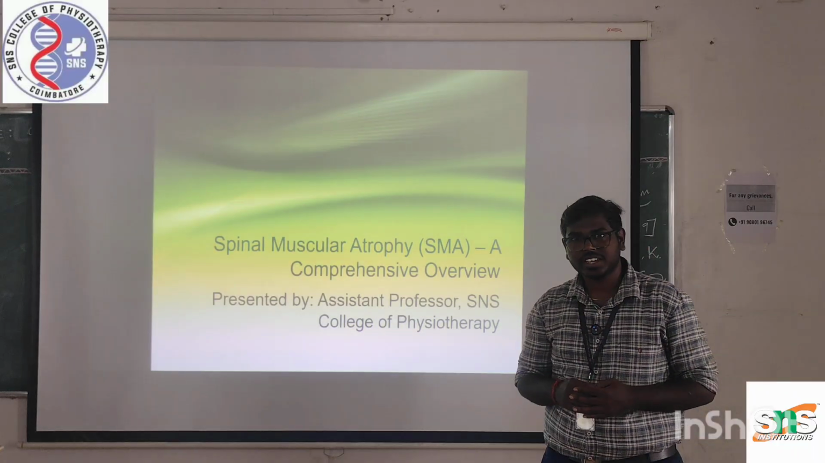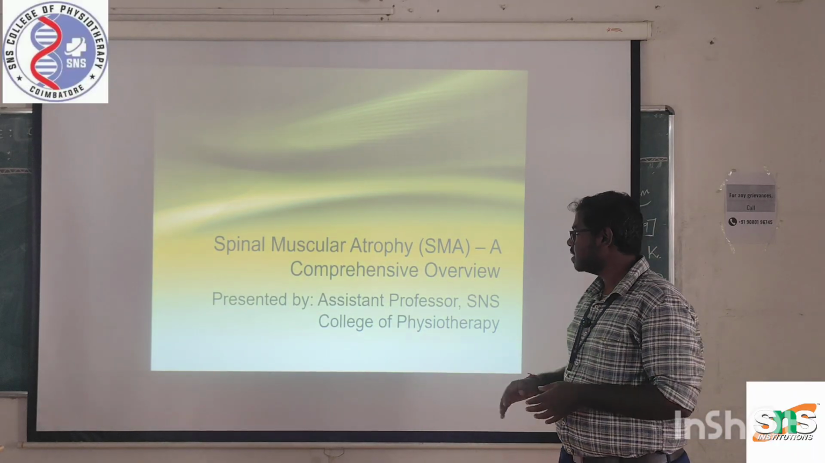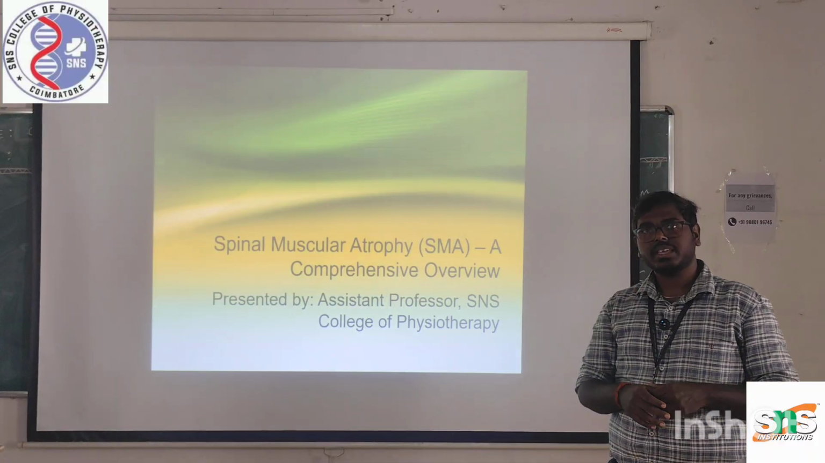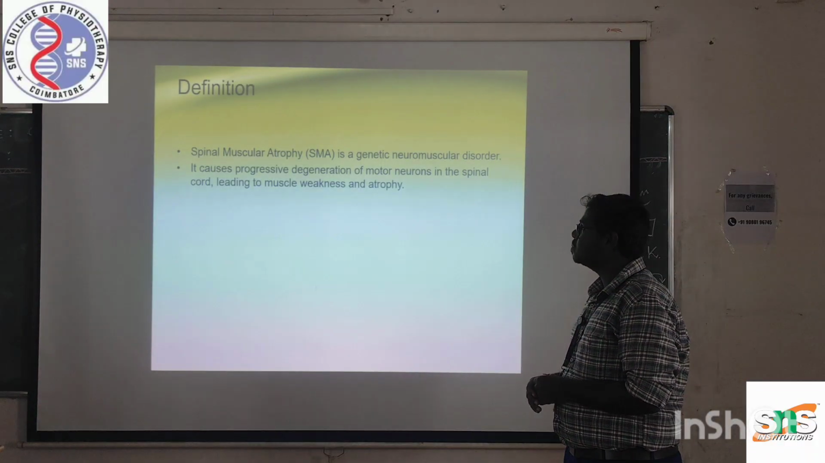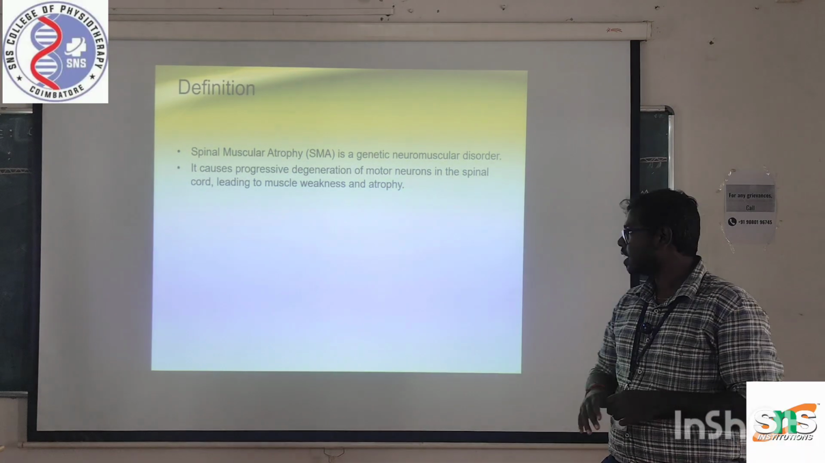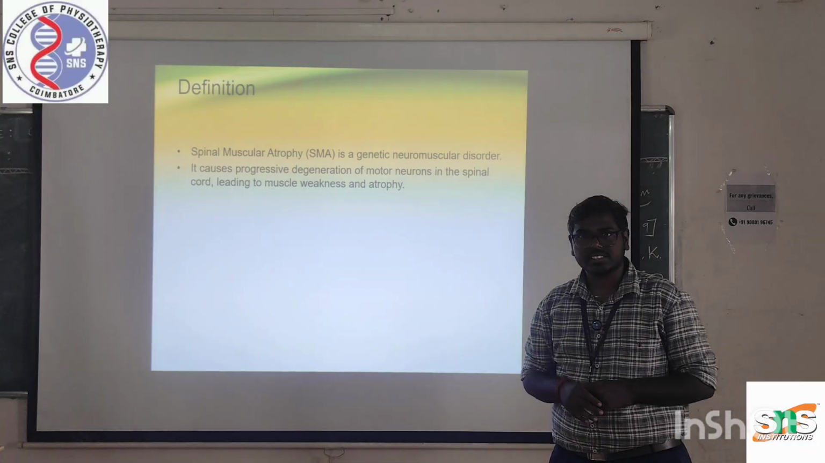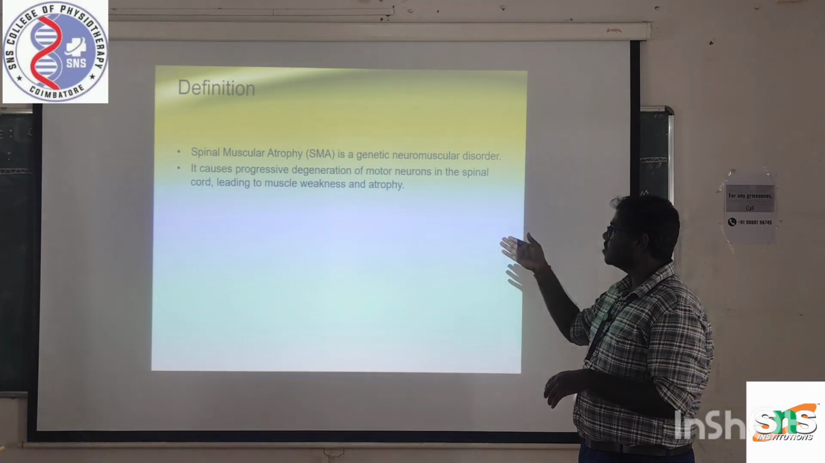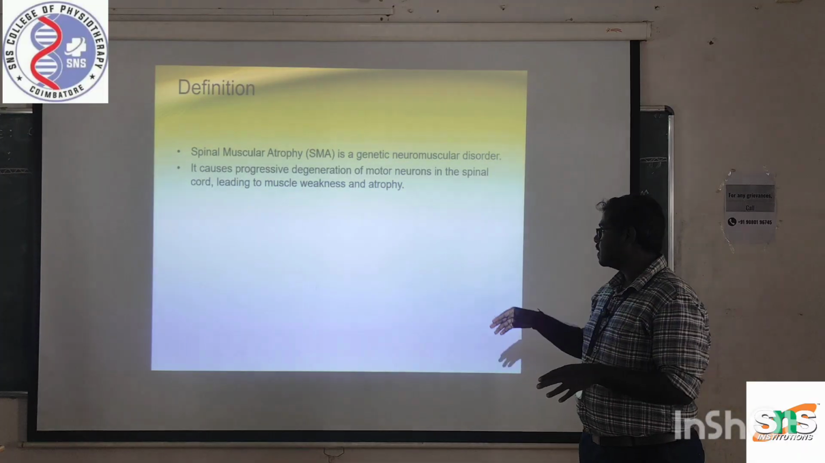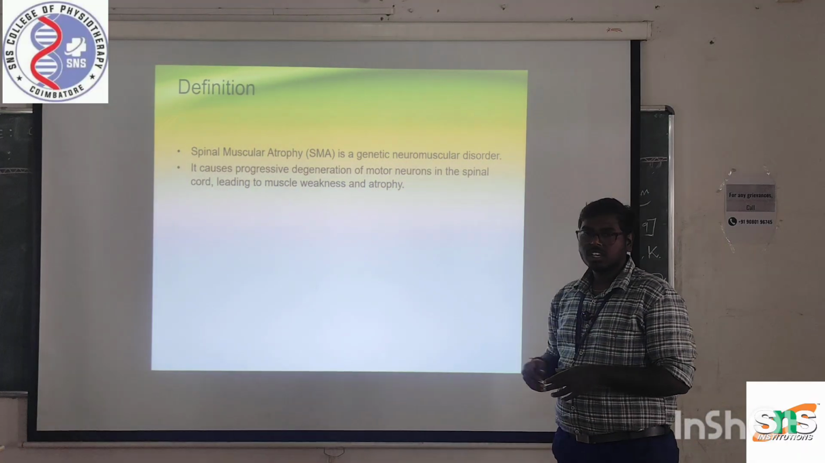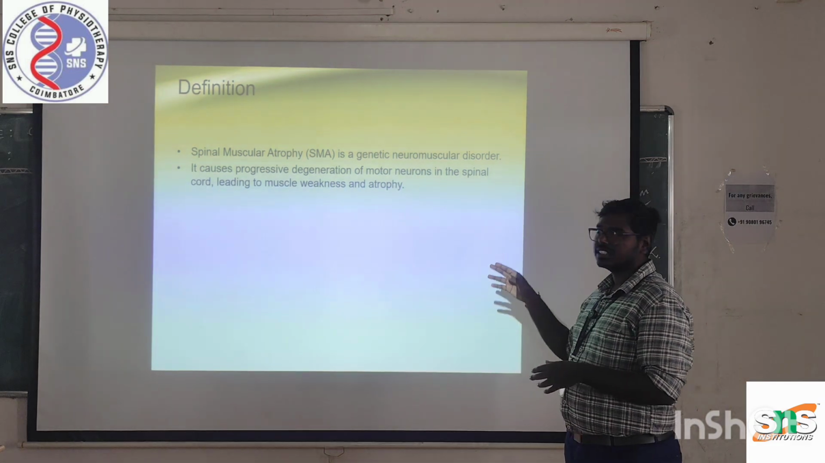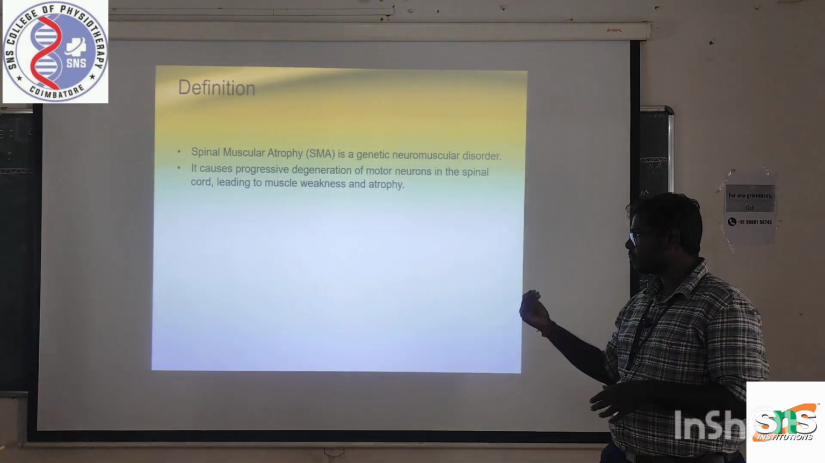In this video we are going to see the topic of spinal muscular atrophy, which is also known as SMA. So what is spinal muscular atrophy? It is a genetic neuromuscular disorder. It causes progressive degeneration of the motor neurons, specifically those present in the spinal cord, finally leading to muscular weakness, which is also known as atrophy.